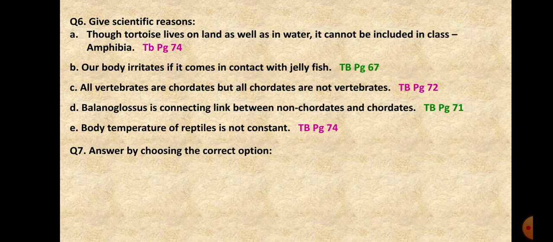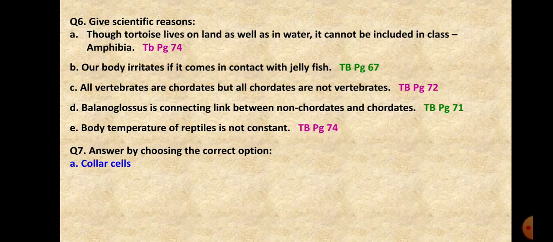Then let's move on to question number 7. Answer the following, answer by choosing the correct option. Okay, I have written in short. In the textbook, it is answer the following questions by choosing the correct option. The very first one is, it is multiple choice questions. First is, which special cells are present in the body of sponges, that is Porifera: collar cells, nidoblast, germ cells, or ectodermal cells? And it is the collar cells.